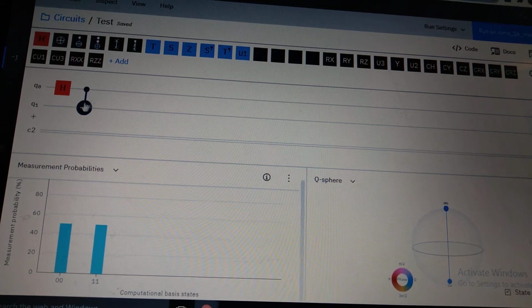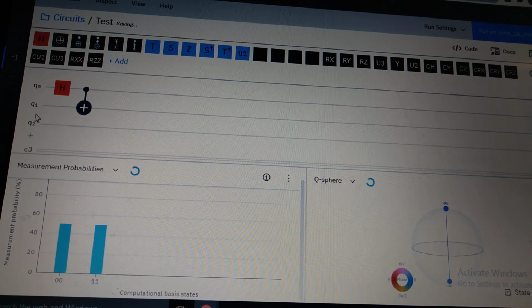All right, here's another thing. Let me add another qubit right here. I'm going to put a plus right there and see if it allows me to get another qubit here. It's running kind of slow. Oh, there you go, there's another qubit right there. It's running too slow, so I guess somebody must be working on it.